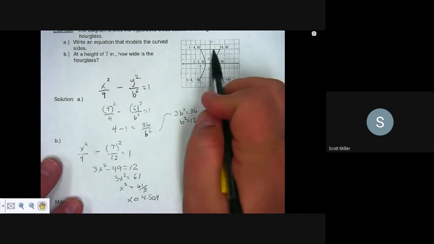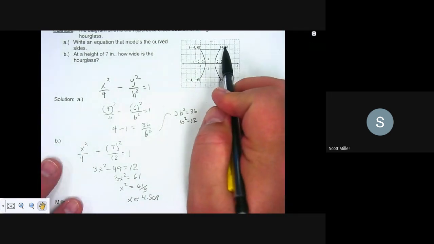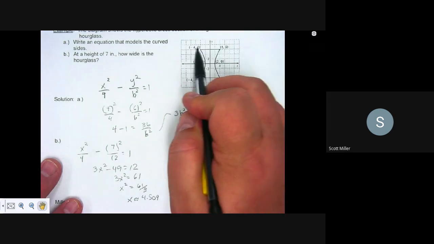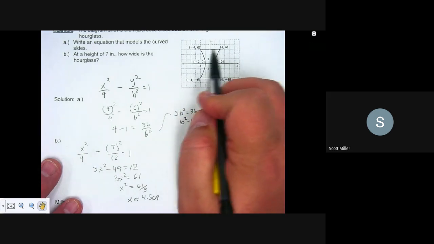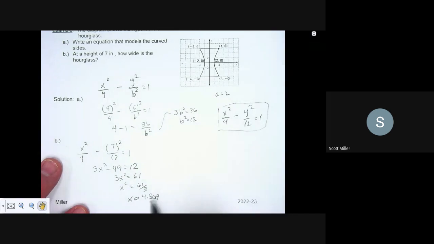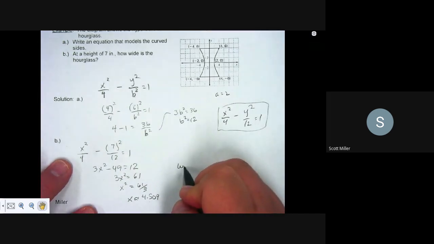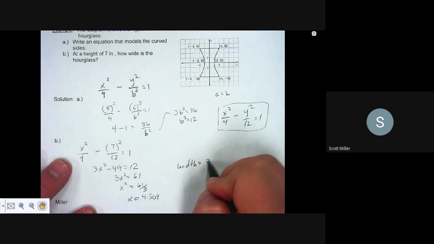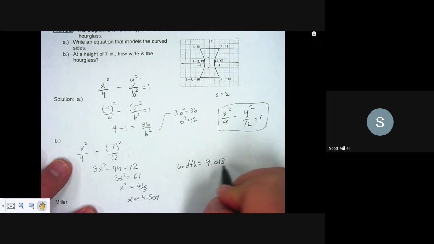But that's only half the distance, so we have to double it to get the other half. We want to know the whole top, so it's this distance plus that distance. So it's twice that thing right there, and our width is going to be twice that. If you multiply that by 2, you're going to get 9.018.